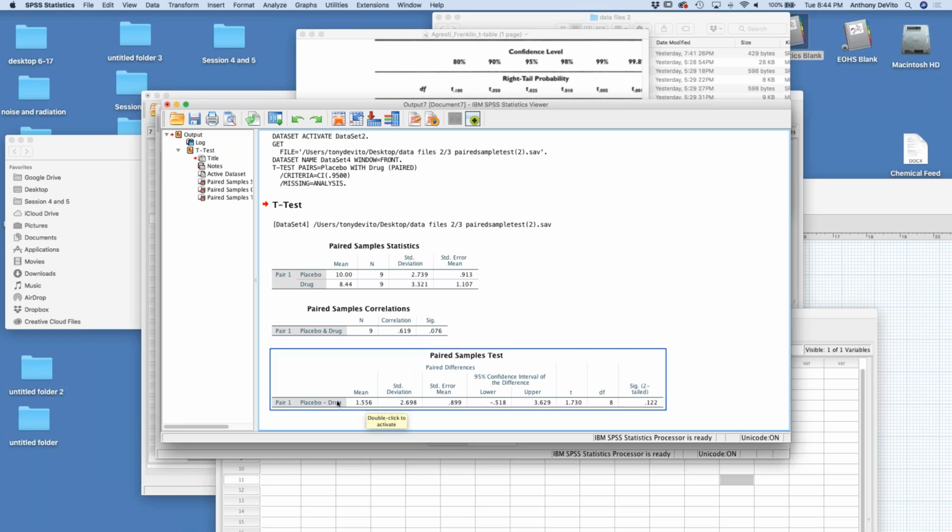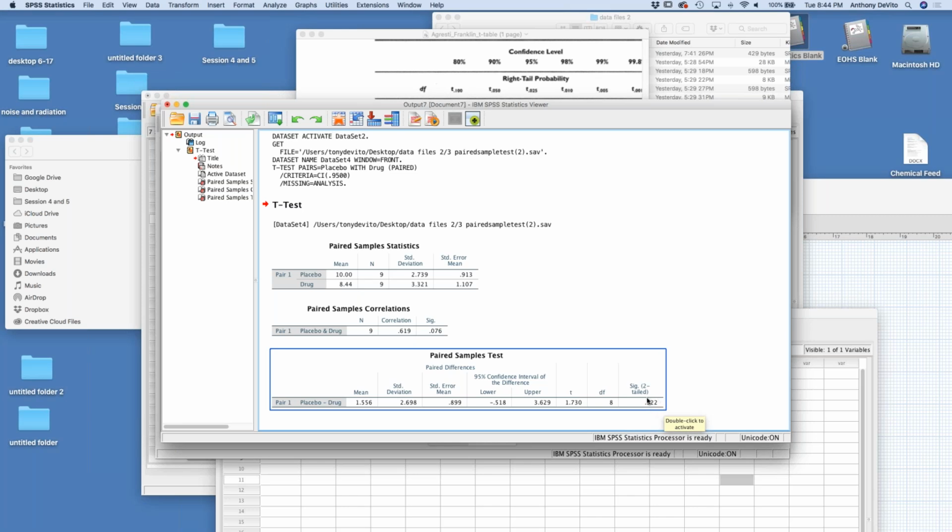In this case, the mean difference between placebo and drug was 1.56, the average. The standard deviation and standard error were this, and the t-value was 1.730. Well, that's a pretty small value. Even if this were a giant sample, we would need to exceed 1.96, right? And for 8 degrees of freedom, we would need to exceed 2.3, if I remember correctly. So we don't exceed our critical value with t. And to back that up, our p-value of significance is not less than 0.05.